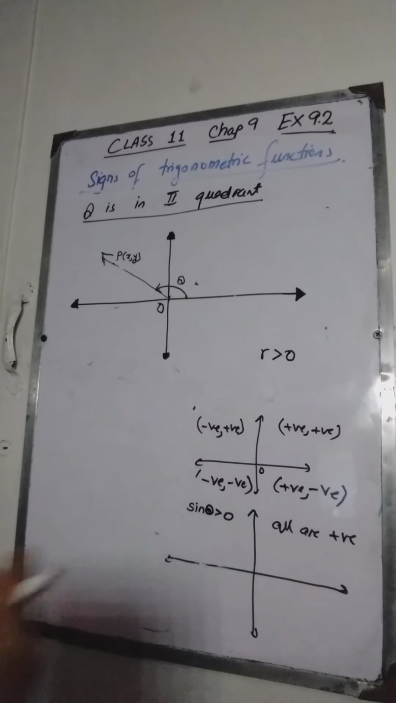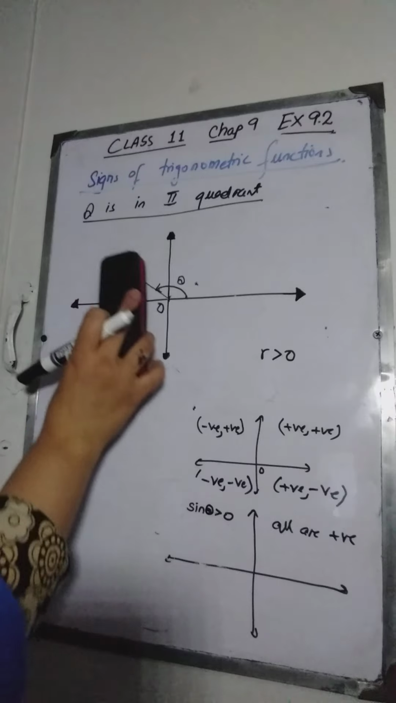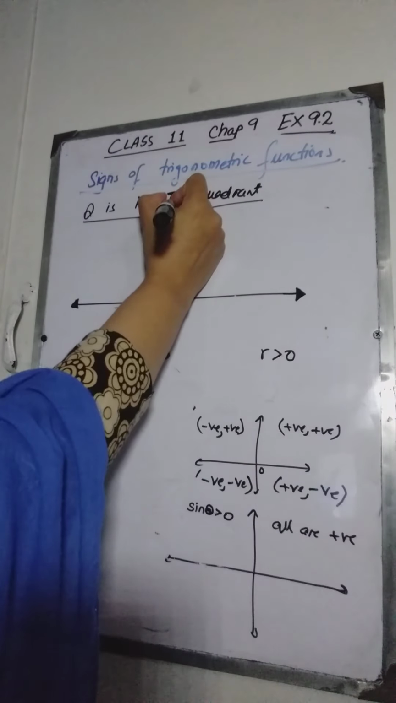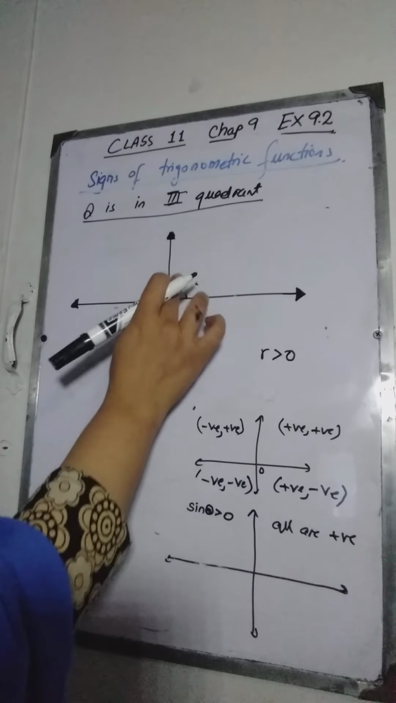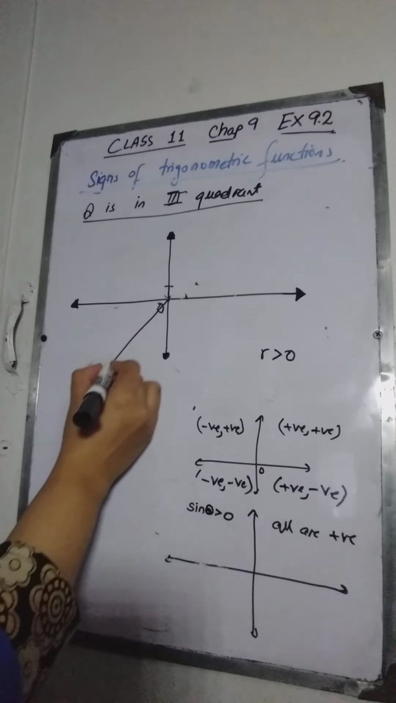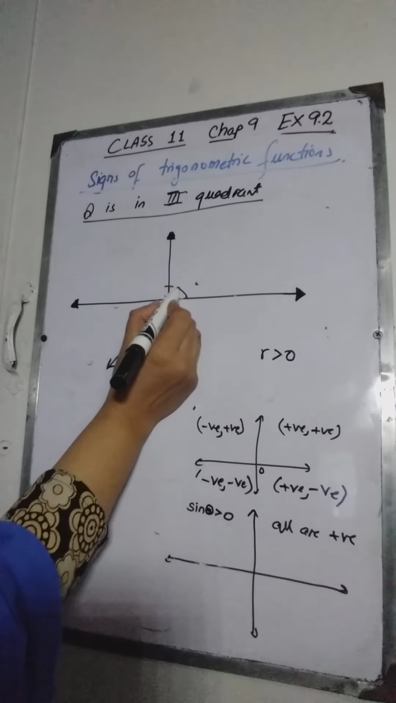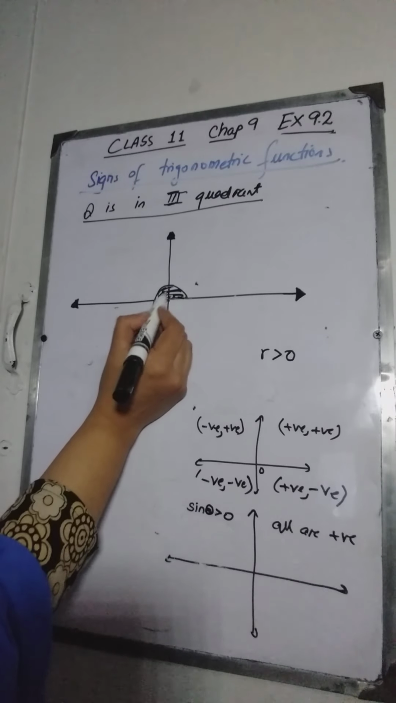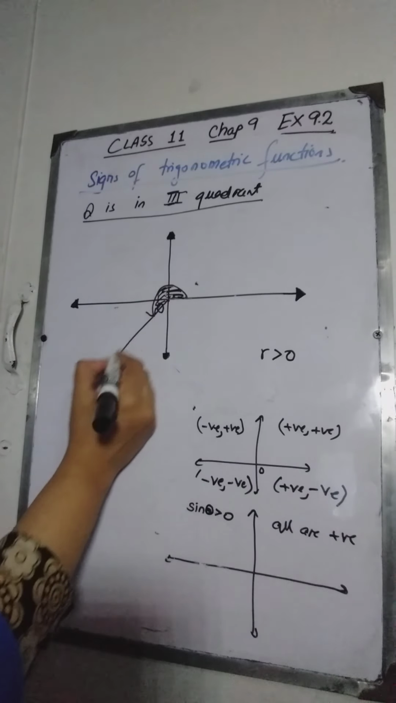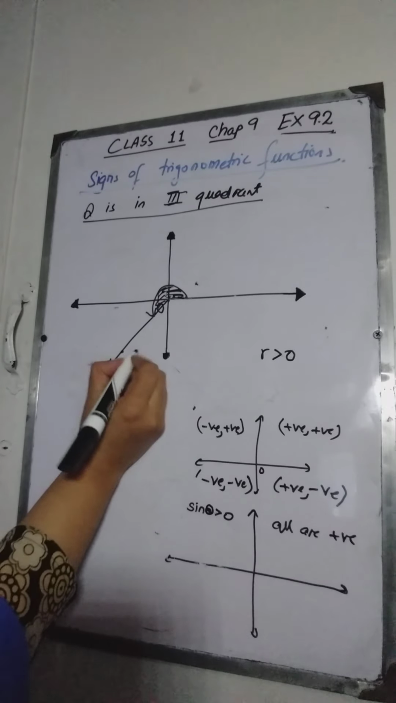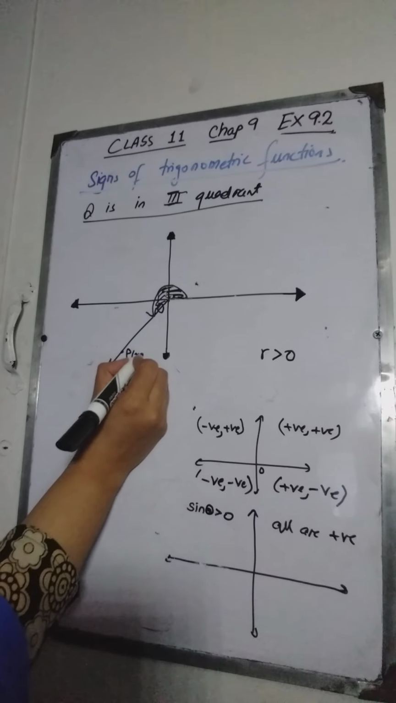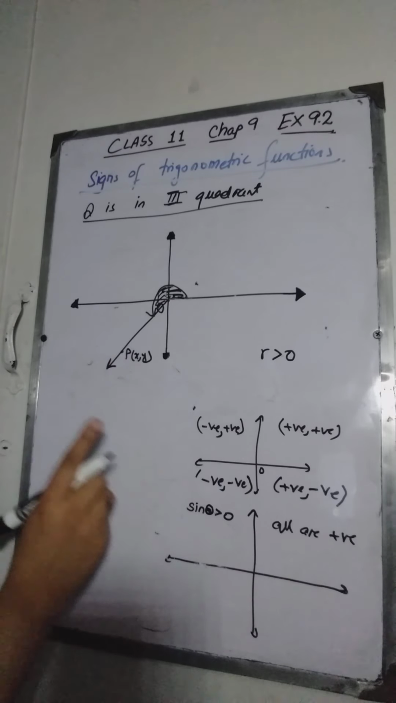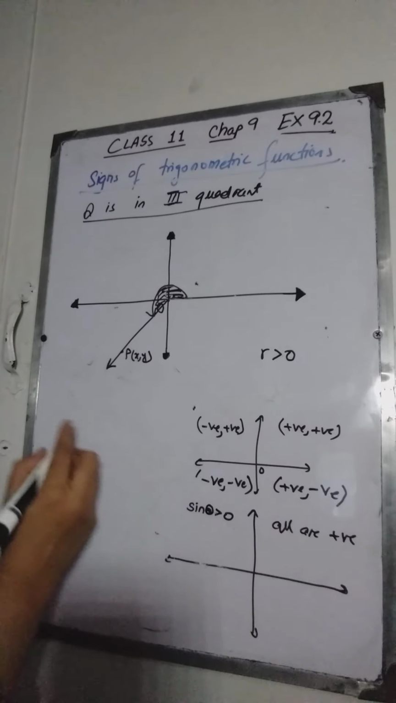Now coming to the third quadrant, if the angle is in the third quadrant, it means the terminal ray of theta lies in the third quadrant. It will be an angle of this form. It starts from here and covers all the way, and its terminal ray will be in the third quadrant. Then, if we take the point to define sine and cos theta, the point will be in the third quadrant, and in the third quadrant we know that both x and y are negative.